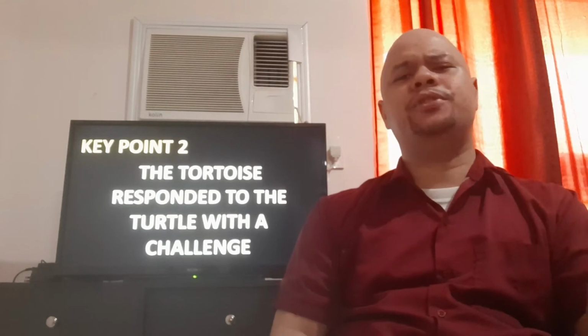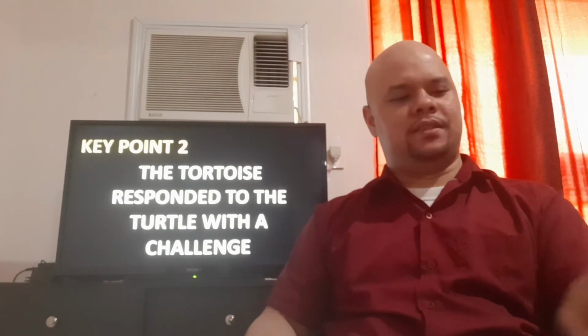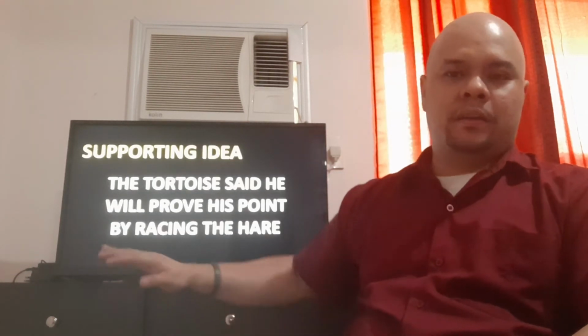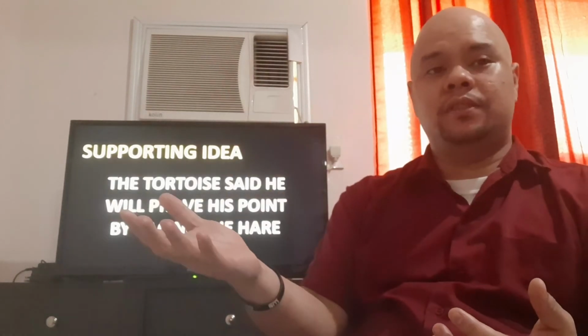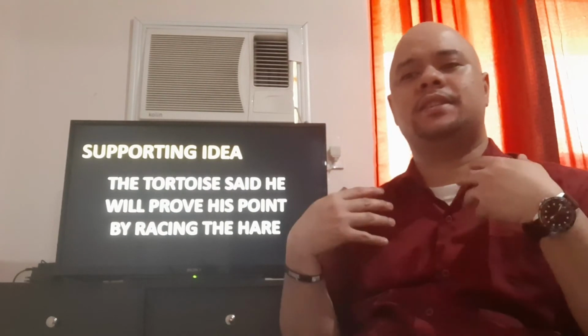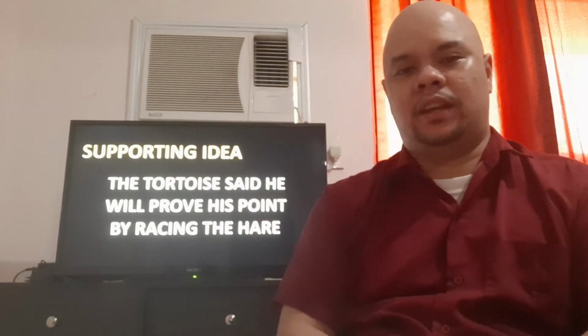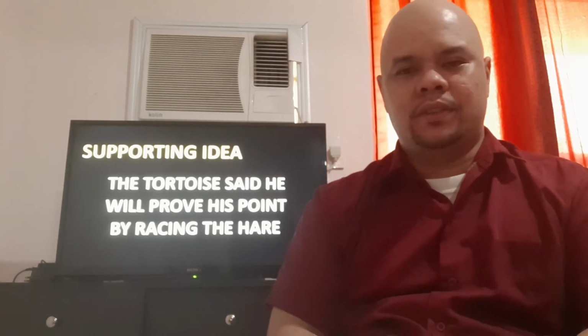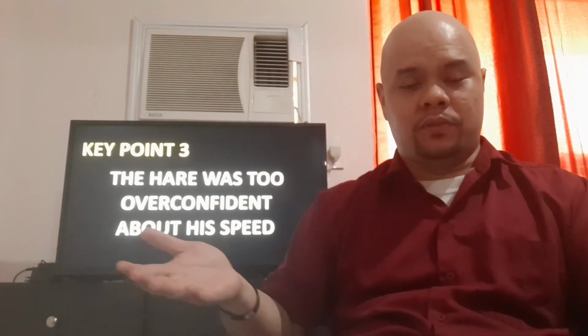Okay, so what happened next? Key point two: the tortoise responded to the hare and challenged the hare to a race, and this was explained by this particular supporting idea, that he replied to the hare by saying that yes, I am able to get to places, and that I will prove you wrong by engaging in a race with you. So the hare, being very, very overconfident, agreed to the race, and well, then the race happened.